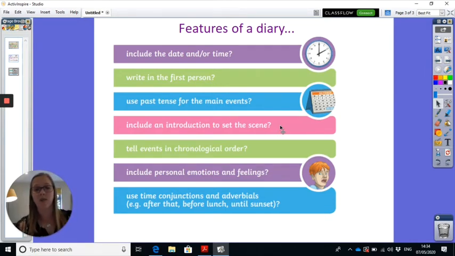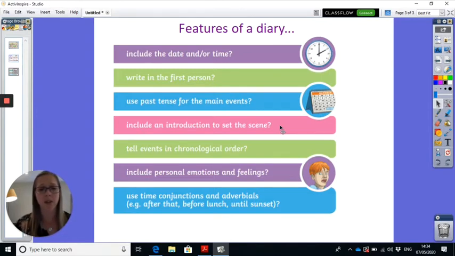Everything that's written in your diary is told from your point of view. It's a personal point of view. You can give opinions. It doesn't have to be facts. You can give opinions in a diary. Tell events in chronological order. That means in the order that they happened. Don't jump about all over the place or it'll be really hard for people to follow.